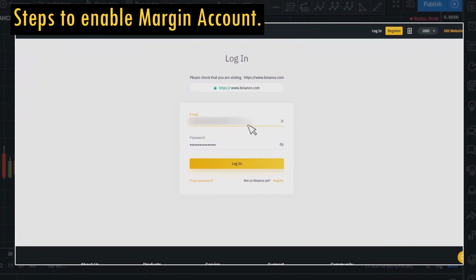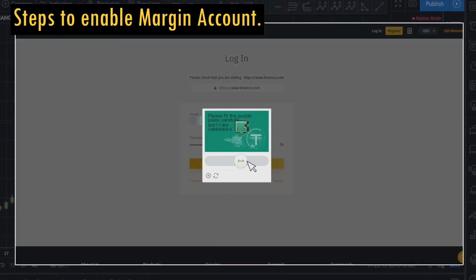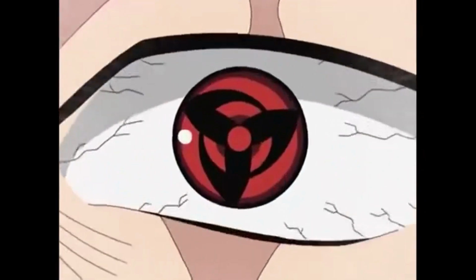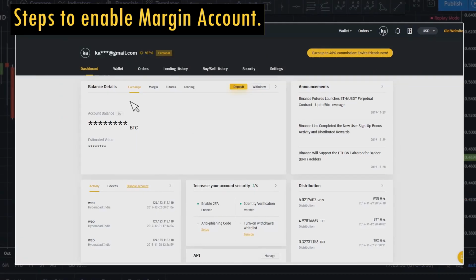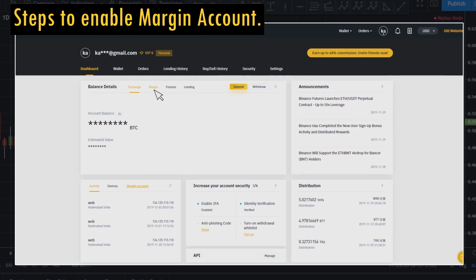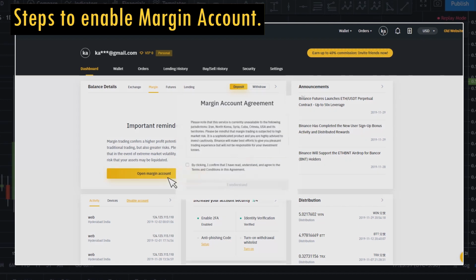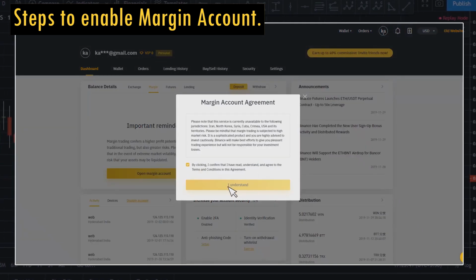In order to enable margin trading, first log into your account. Once you log into your account, you go to your dashboard and you can see 4 different tabs here: exchange, margin, futures, and lending. So go to the margin tab and click on open margin account. Select this option and click on I understand.